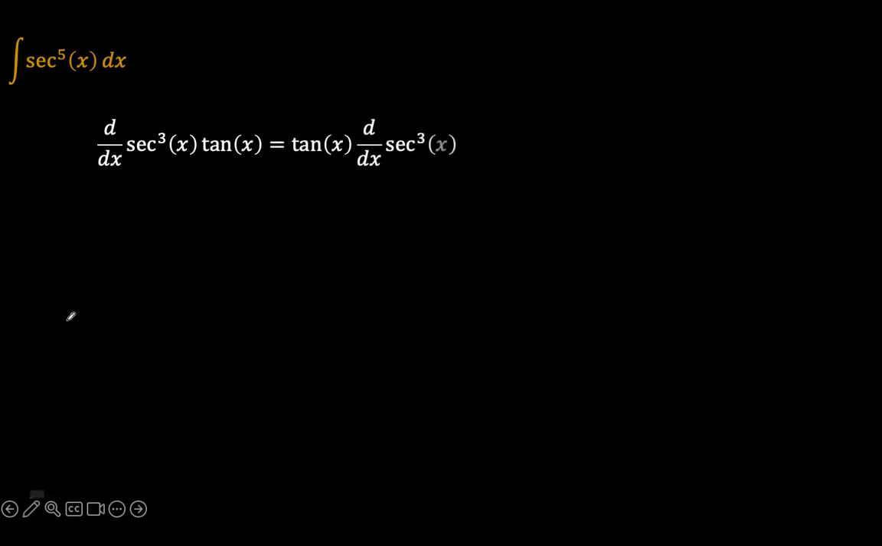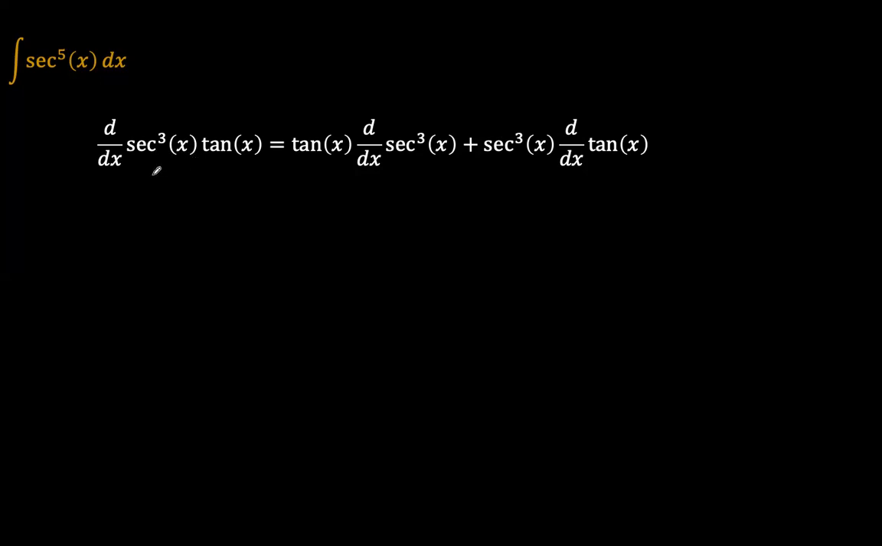So how would we solve this problem? Secant to the power 5 of x. First of all, I think what could be of interest is when you look at secant to the power 5x, if you differentiate tan x, for example, you get sec squared x. Now that times sec cube x becomes sec to the power 5x. So that kind of is a hint.